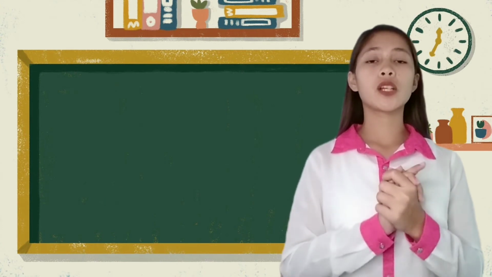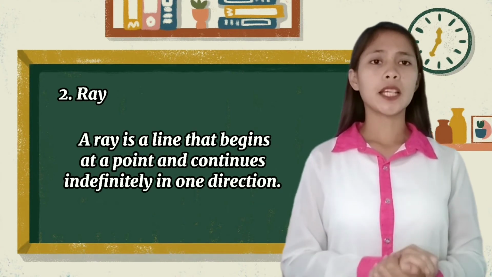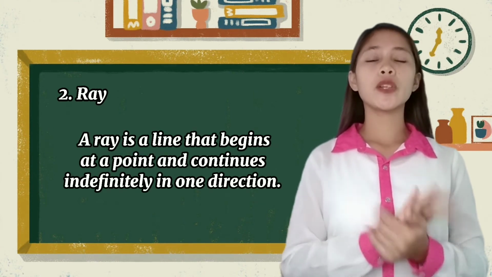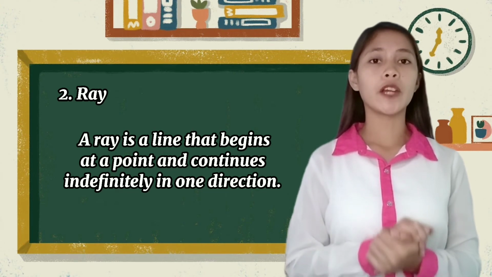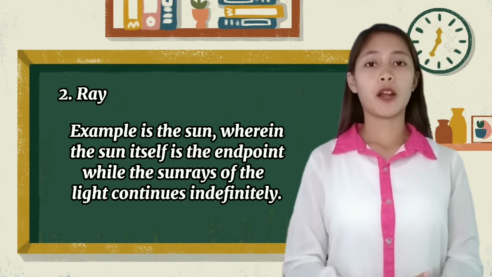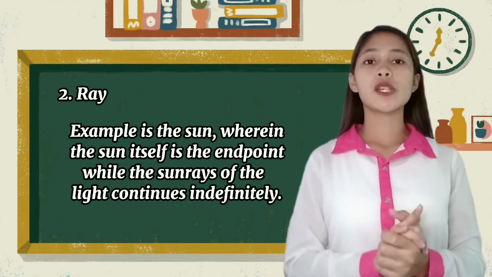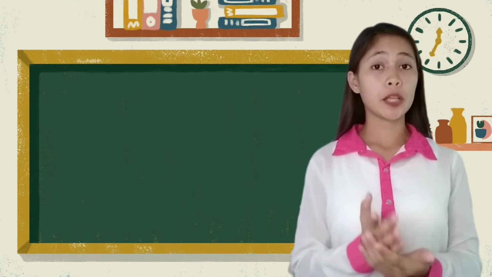The second concept is ray. A ray is a line that begins at a point and continues indefinitely in one direction. Example is the sun, wherein the sun itself is the endpoint while the sun rays of the light continues indefinitely. Did you get my point?